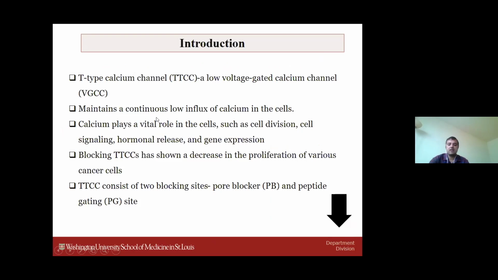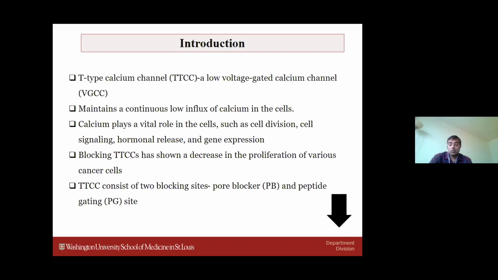Cancer cells show a high proliferation rate due to various factors in the cells. One such factor is the increased calcium influx through T-type calcium channels, which maintain a continuous low influx of calcium into the cells. In addition, calcium plays a vital role in the cells, such as cell division, cell signaling, hormone release, even gene expression. Blocking of T-type calcium channels has already been shown to decrease the proliferation of various cancer cells like prostate cancer and breast cancers.